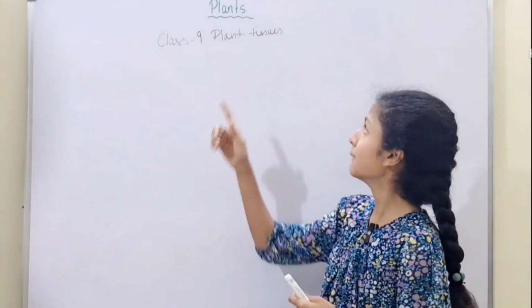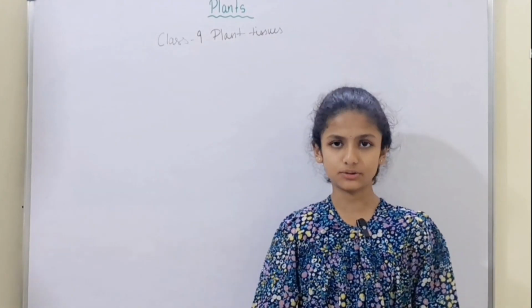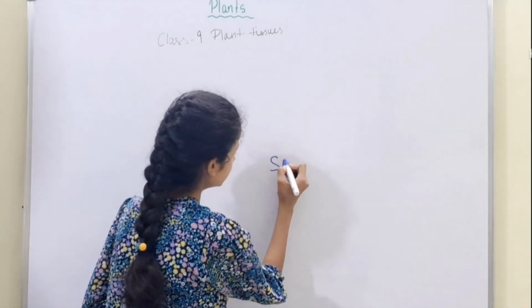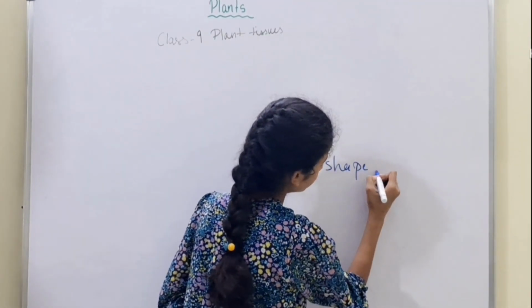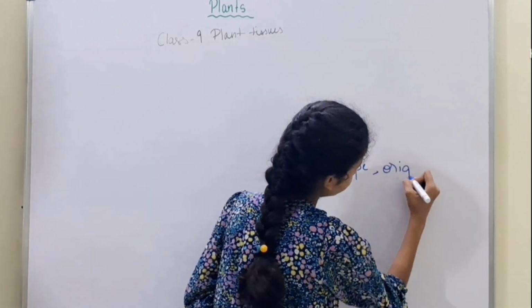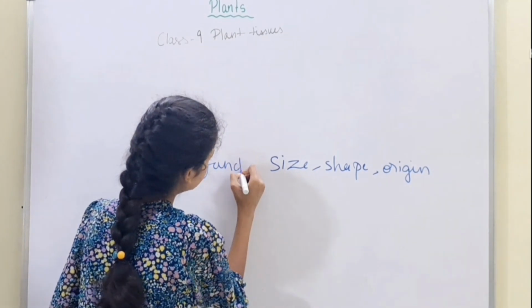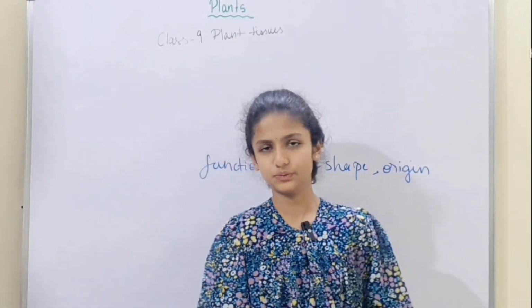Now we are going to see plant tissues of class 9. First, what is a tissue? A group of cells with similar shape, size, origin, and function are known as tissue.